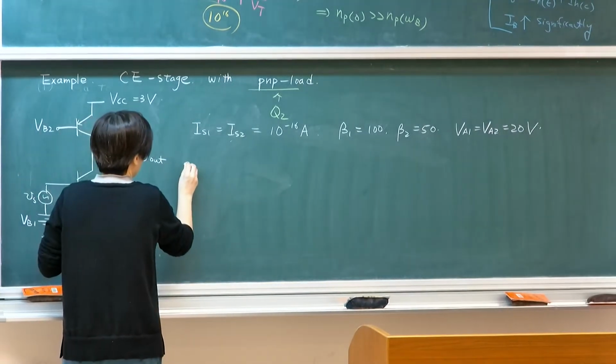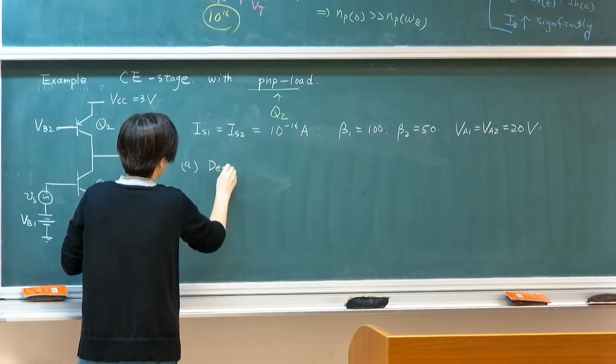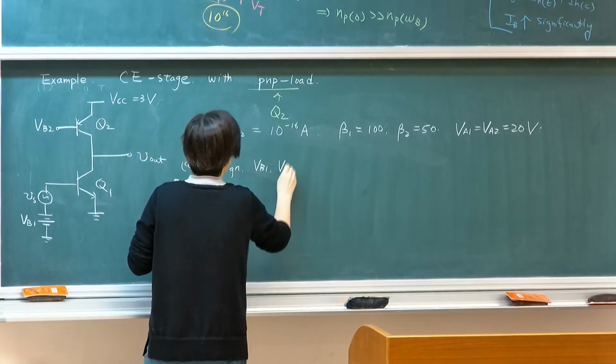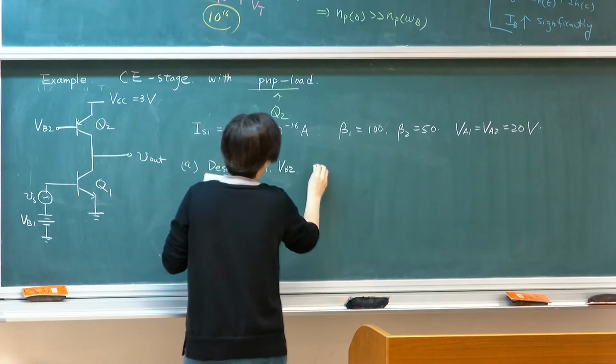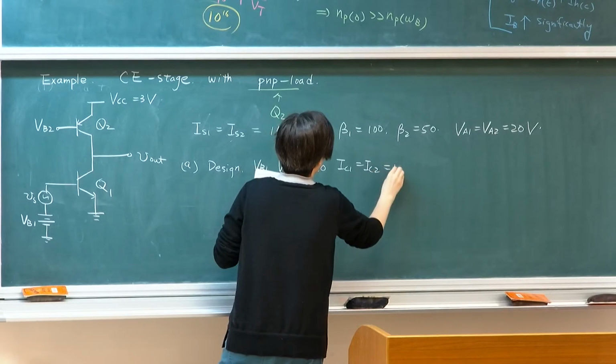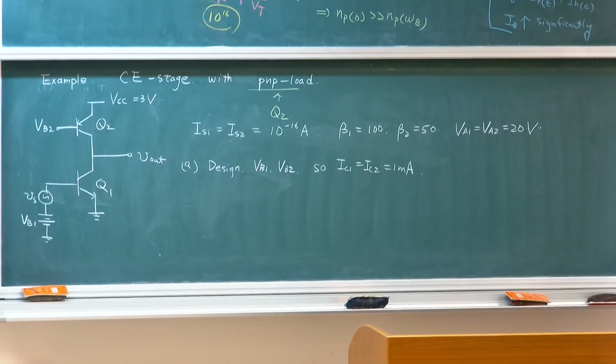So there are two things we want to find. I want you to design VB1, VB2. Determine VB1 and VB2 so that IC1 equals IC2 equals 1 milliamp. So you want to set your operating point for biasing current at 1 milliamp by adjusting these voltages. And it's supposed to be balanced. The top and the bottom should be balanced itself.